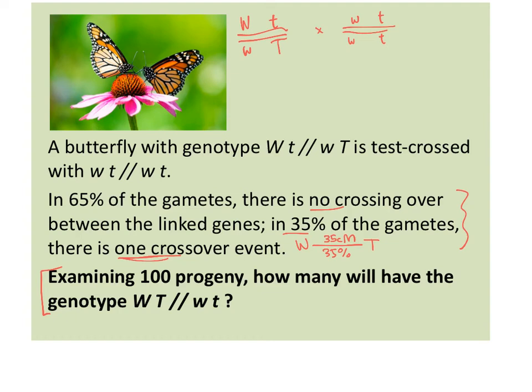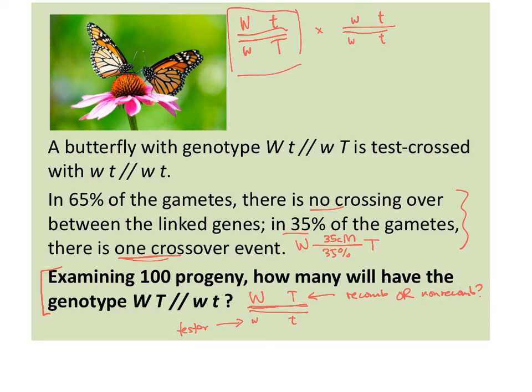Let's think about this bottom question. Examining 100 progeny, how many will have the genotype big W, big T, little w, little t? And let's draw out those chromosomes in another orientation. So we know that this bottom chromosome will come from the tester parent. What we really want to know is, does this big W, big T chromosome fall into the recombinant or non-recombinant category? We can figure that out by going up here to the parental genotype again.